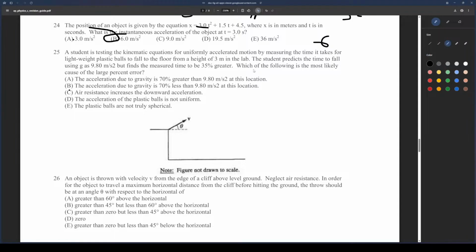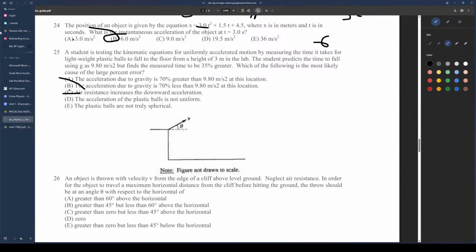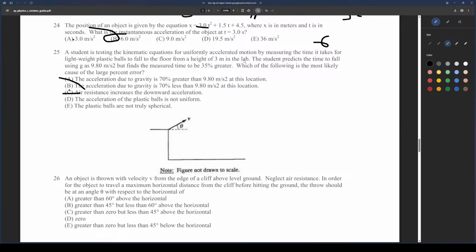Okay, 25. A student is testing the kinematic equations for uniformly accelerated motion by measuring the time it takes for lightweight plastic balls to fall on the floor from a height of 3 meters in the lab. The student predicts the time to fall by using g is 9.8 meters per second squared, but finds the measured time to be 35% greater. What is this question, bro? The acceleration due to gravity is 70% less than 9.8 meters per second squared.